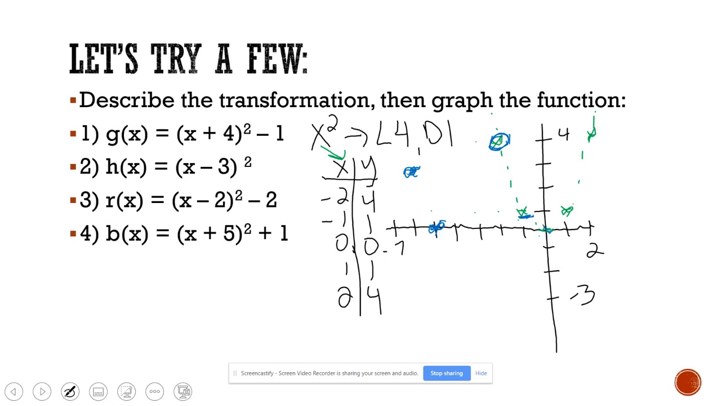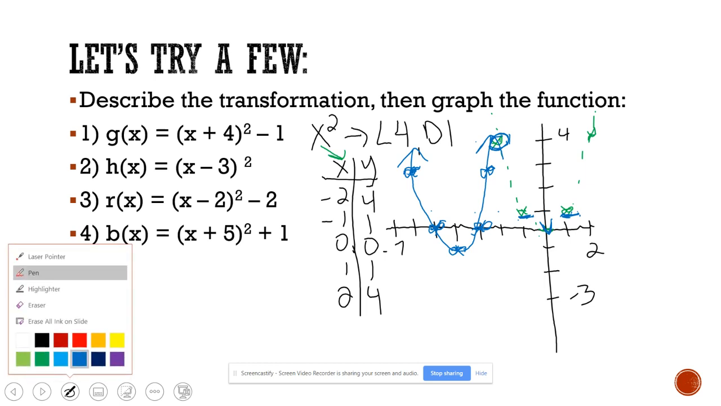I'm going to take my vertex right here, that 0, 0, slide it 1, 2, 3, 4, down 1, and there's my vertex. Take my next ordered pair at 1, 1, 1, 2, 3, 4, down 1, and then this last one over on the upper right, 1, 2, 3, 4, down 1. And so this is my new parabola.